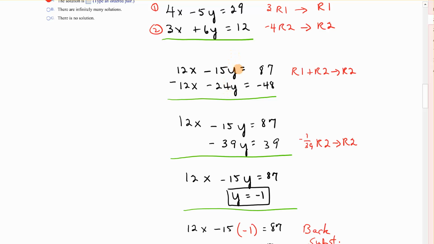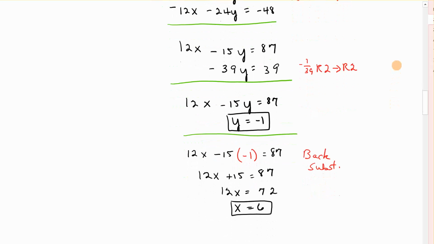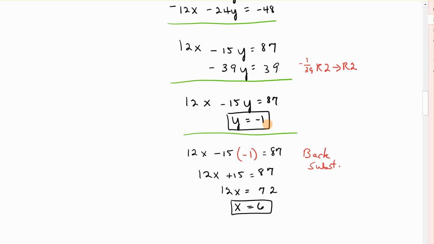Now I'm going to add them to get a new row 2. That got rid of the x's, so now I have negative 39y equals 39, because when you added these, you got 39. I take negative 1/39 of row 2, so I'm left with y equals negative 1. Back substitute, and you end up with x is 6. And again, your point is (6, negative 1).